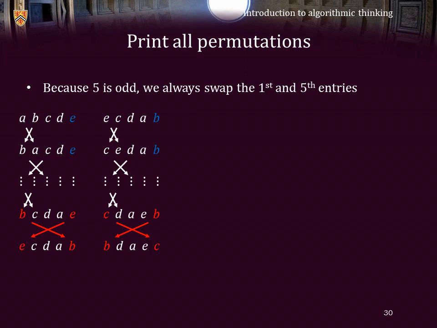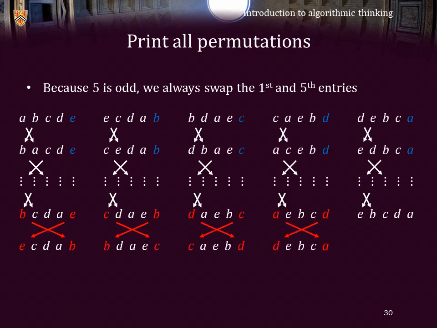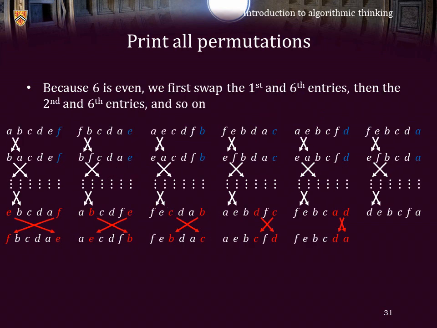operations finding all 24 permutations of the first 4 entries, always appending E to the end. Once again, we swap the first and last entries. We do this again and again and again, and this produces all 120 permutations of 5 objects. Because 6 is even, we go back to the alternate approach.